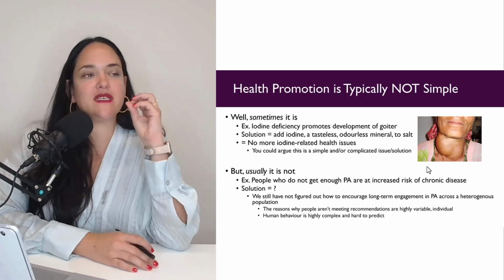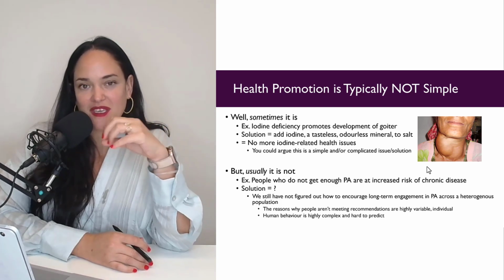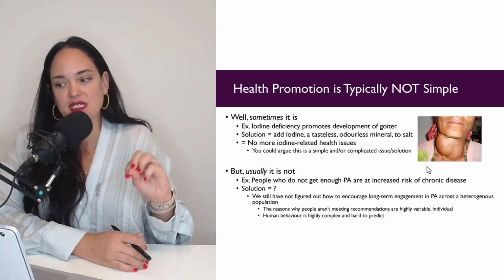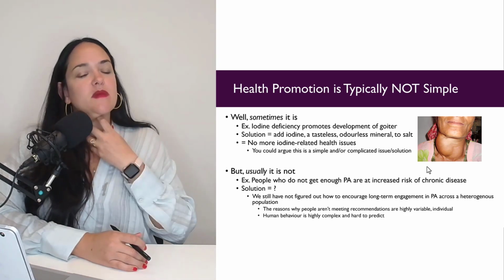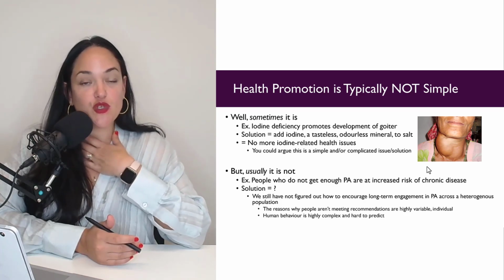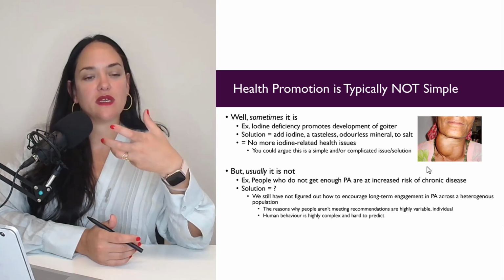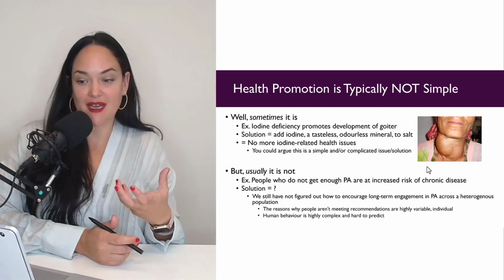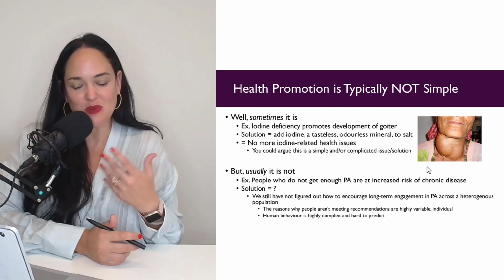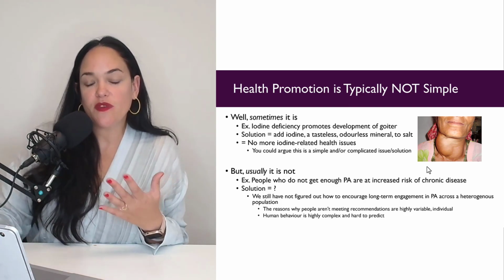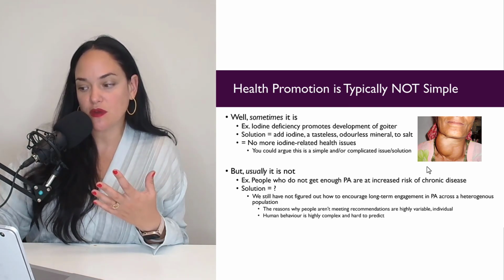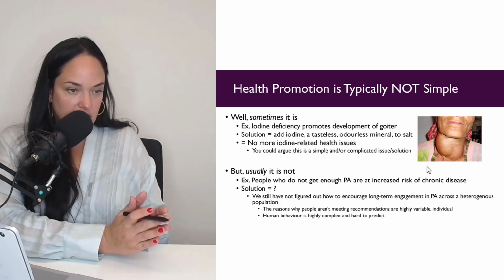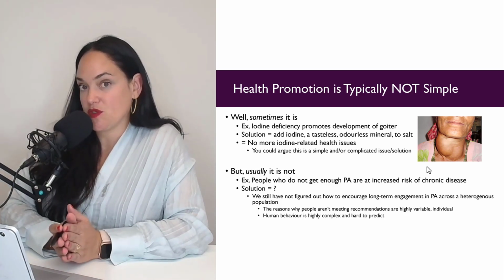So, health promotion is typically not simple. Typically not. I'll give you an example of when it can be a little bit more on the simple, or what we might call the complicated, side of things. An example is the development of goiter. Goiters can develop due to iodine deficiency, where that thyroid gland overcompensates and gets really large as it tries to make thyroid hormones, which it's not able to do. So we know that the solution for goiter is to increase iodine, right? It's caused by an iodine deficiency, so we need to increase iodine. Simple cause, more or less simple solution, right?